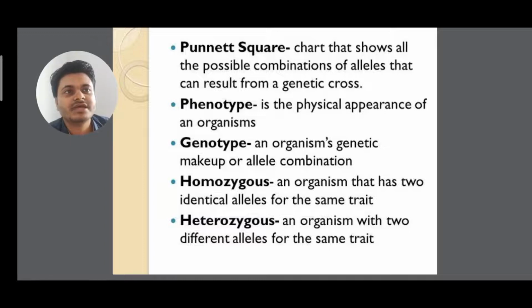Next, what is Punnett square? A chart that shows all possible combinations of alleles that can result from genetic crosses. Clear? That is a Punnett square, given by the scientist Punnett. Now, what is phenotype? Phenotype is the physical appearance of any organism, or the external appearance of any organism. Like tall is a phenotype. Genotype is the genetic makeup of an organism. Clear? It's called genotype. Like I have said, phenotype is tall. Now, this tallness is responsible for which type of allele? Capital T. So this capital T is genotype.